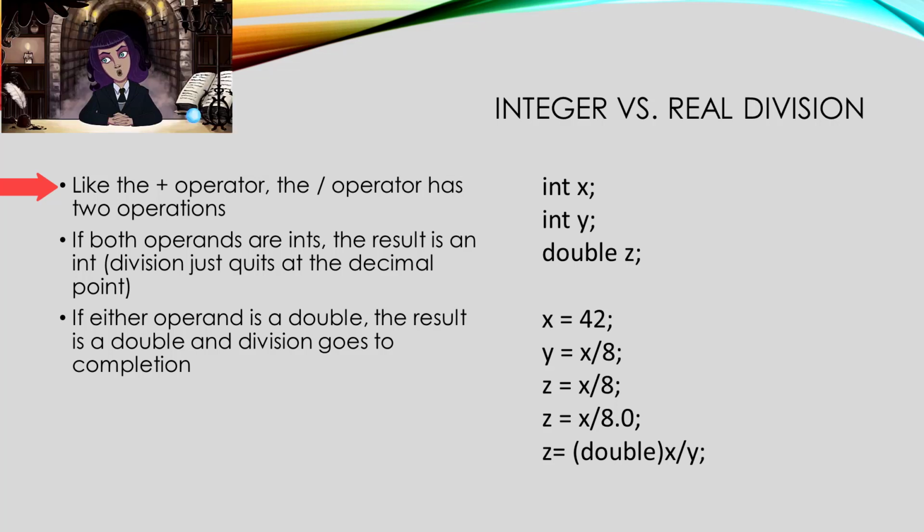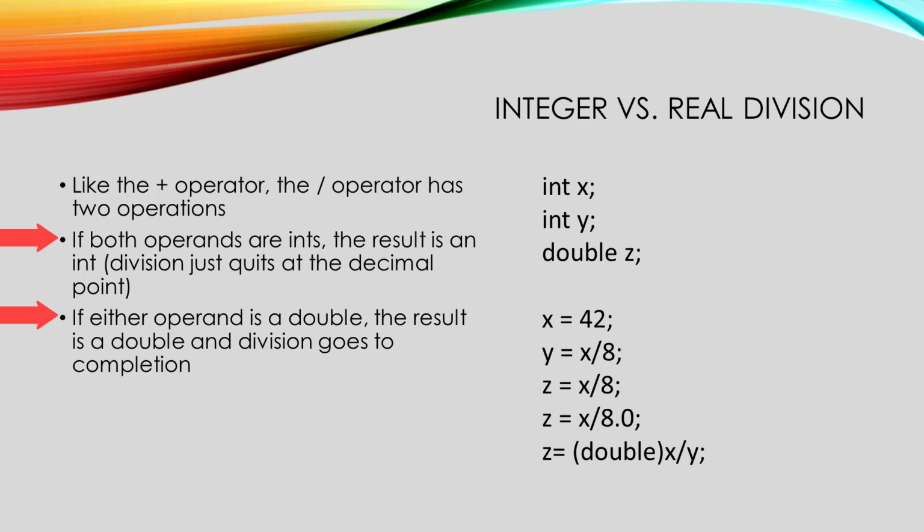This feels like the two meanings of the plus operator. How will we know which one it does? That's another good question. Like the plus operator, we look at the operands to decide what it does. If either operand is a real number, it will do real division. Only if both operands are integers will it choose to do integer division.